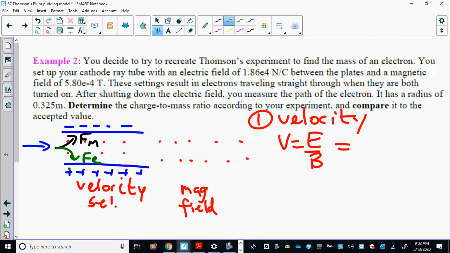You've got all the values here. I'm not going to go through this in great detail. Here's the electric field strength. There's the magnetic field strength. If we divide those, we end up getting 3.21 times 10 to the 7 meters per second.